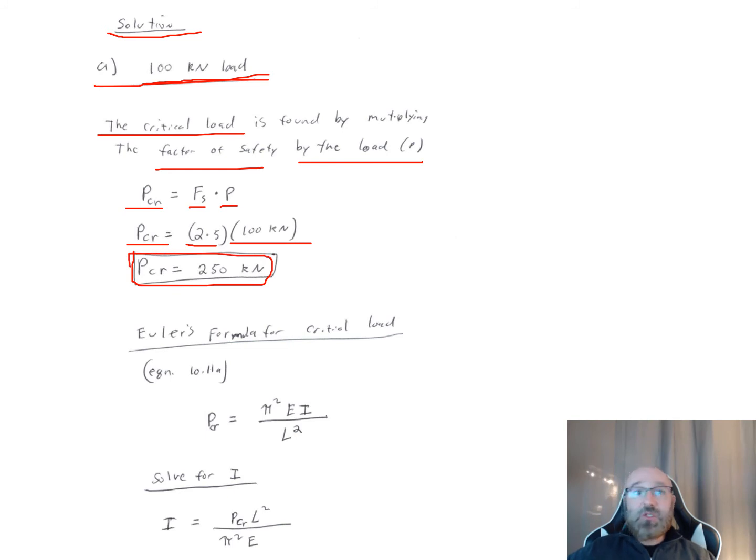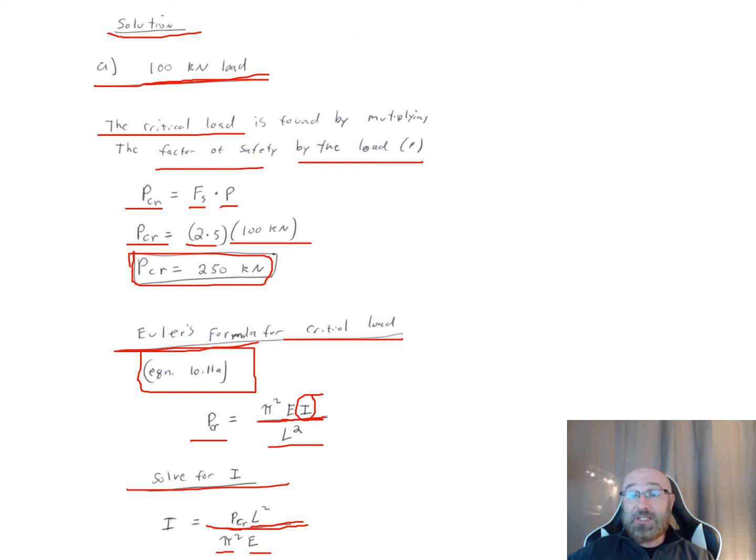Now from there, what we want to do is use Euler's formula, which they told us in the problem statement we should be using for our critical load. This is equation 10.11a in our textbook, where we have P sub CR, our critical load, is equal to pi squared times our modulus of elasticity times our moment of inertia all over L squared. What we want to find is our moment of inertia, so we solve this for I. When we rearrange, I is equal to our critical load, P sub CR, times that length squared all over pi squared times our modulus of elasticity E.